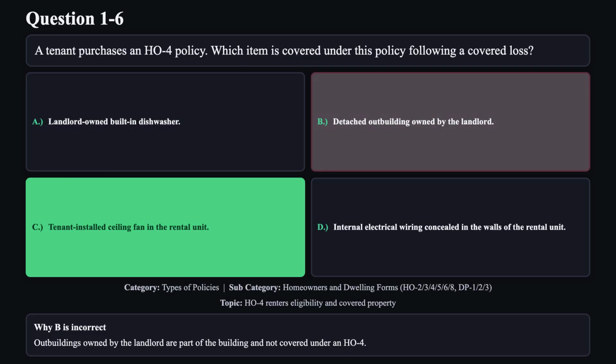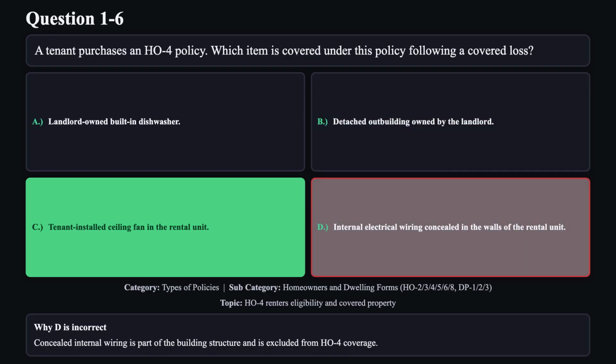Reason B is not correct. Outbuildings owned by the landlord are part of the building and not covered under an HO4. Reason D is not correct. Concealed internal wiring is part of the building structure and is excluded from HO4 coverage.